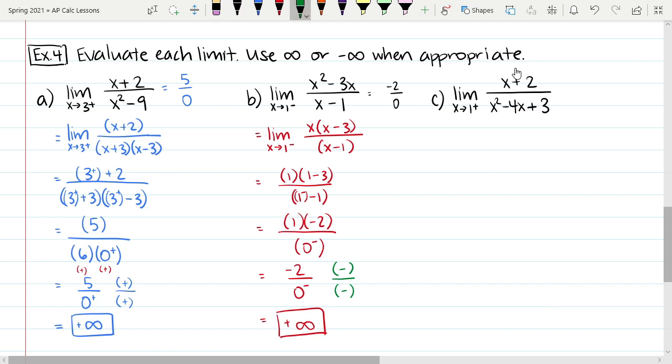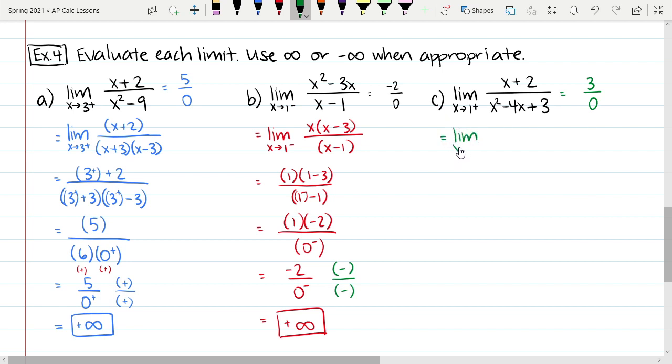Okay, so once again, direct substitution. That would give me a 3 in the numerator. And in the denominator, I've got 1 squared, that's 1 minus 4, which is negative 3, plus 3, which is 0. All right, so I've got 3 over 0. I know the limit doesn't exist, but because it's a one-sided limit, I will be able to say whether it's an infinity or a negative infinity. So let's investigate more closely.